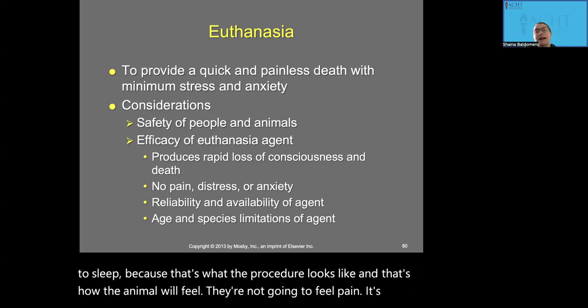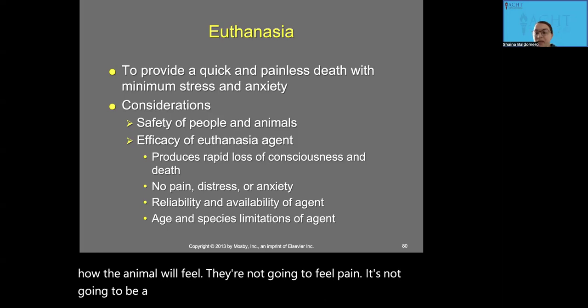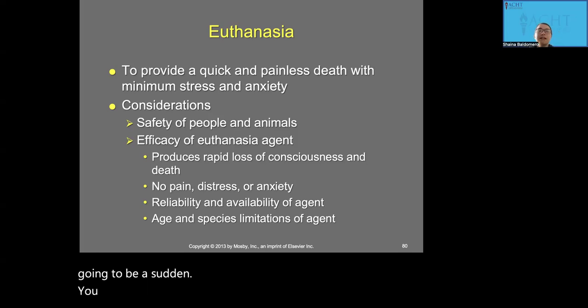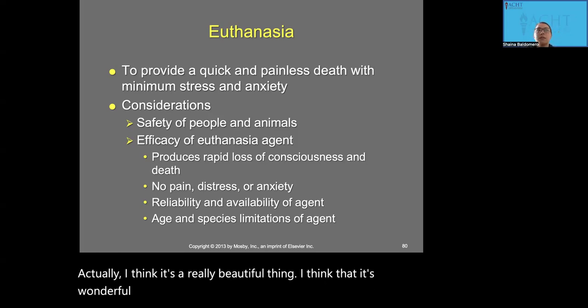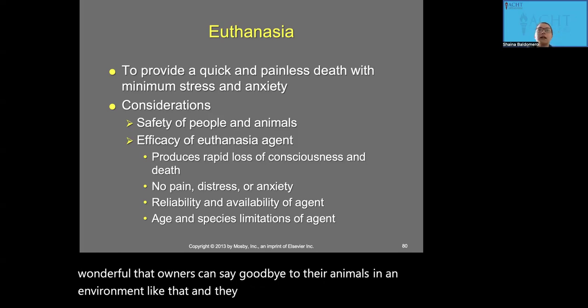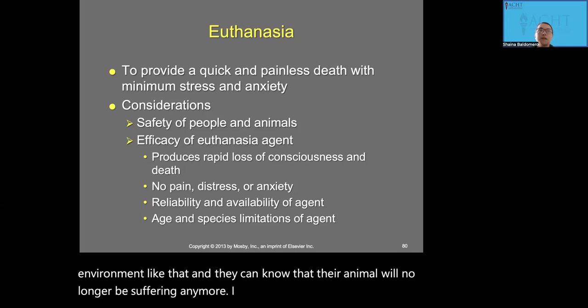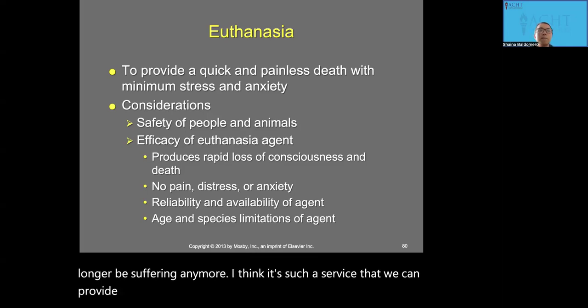It's not going to be a sudden, painful, scary death. It's very calm. It's painless. It's actually, I think, a really beautiful thing. I think that it's wonderful that owners can say goodbye to their animals in an environment like that, and they can know that their animal will no longer be suffering anymore. I think it's such a service that we can provide for pet owners.